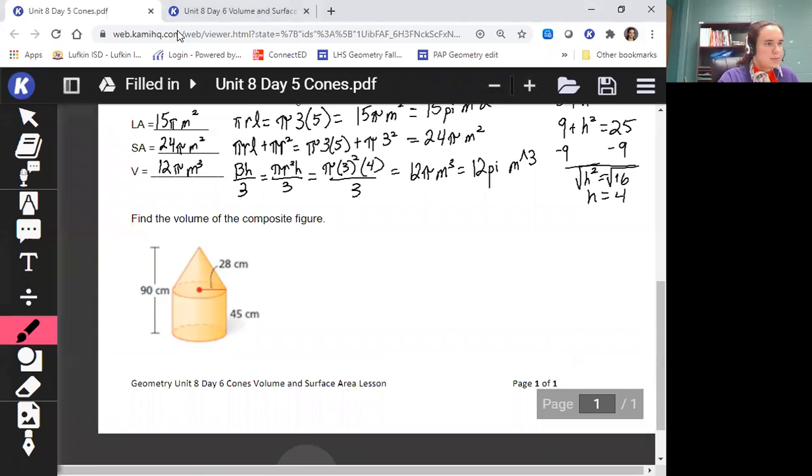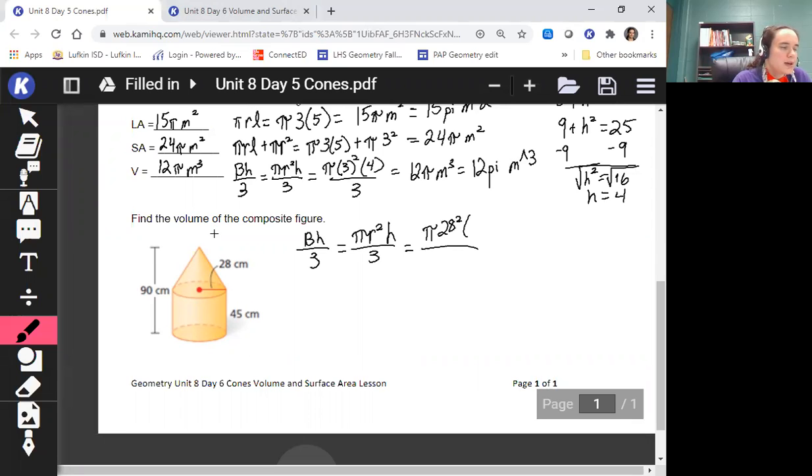And our last one, we want to find the volume of the composite figure. So we need to find the volume of the cone and the volume of the cylinder. So for a volume for a cone, we need the area of our base times our height divided by 3. And our formula for area of base is pi r squared times our height divided by 3. And our radius is 28. So we've got pi 28 squared times our height.